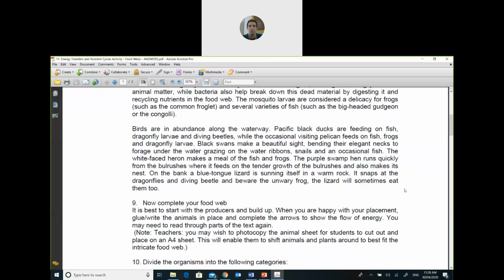Purple swamp hen runs quickly from the bulrushes, where it feeds on the growth of the bulrushes and makes its nest. And on the bank, a blue-tongued lizard is sunning itself, snapping at the dragonflies and diving beetle. Beware the unwary frog, the lizard will sometimes eat them too. So a whole range of different information.